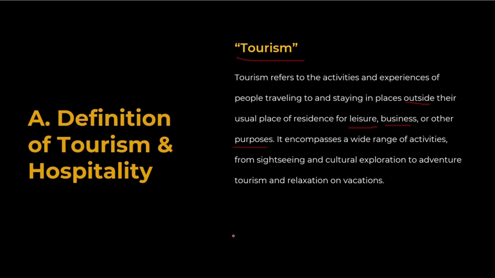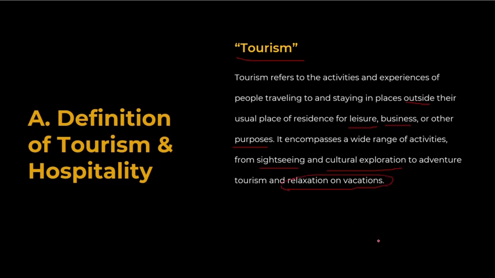It encompasses a wide range of activities, from sightseeing and cultural exploration to adventure tourism and relaxation on vacation. This is also one of the major reasons for traveling to a place that is not a usual place of residence: relaxation on vacation.